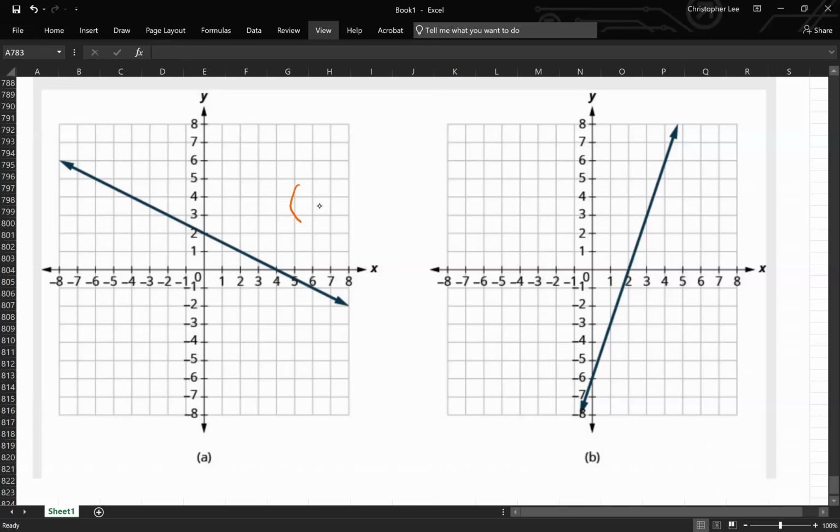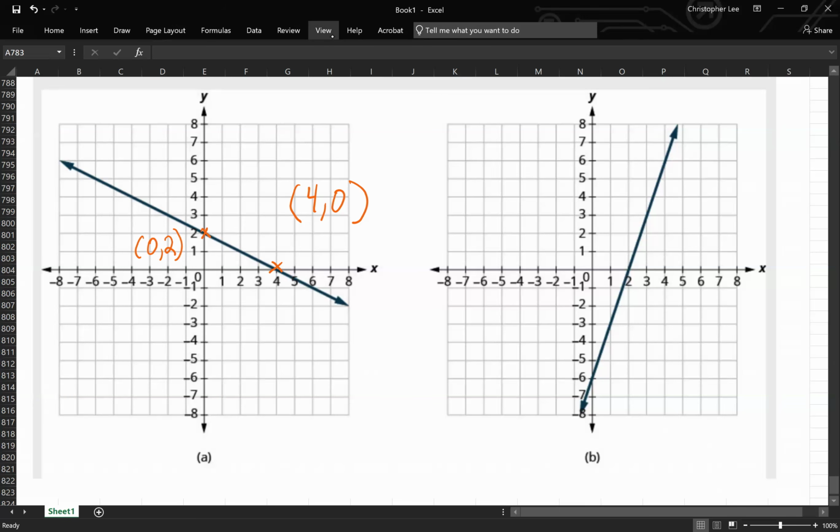I was kind of hoping for a point. So I'm looking for something, comma, something. Exactly. 4 comma 0. This is my x-intercept, which you're right about. I just wanted a point. What's my y-intercept? 0 comma 2. Very good. So that's right here. So that is 0 comma 2.